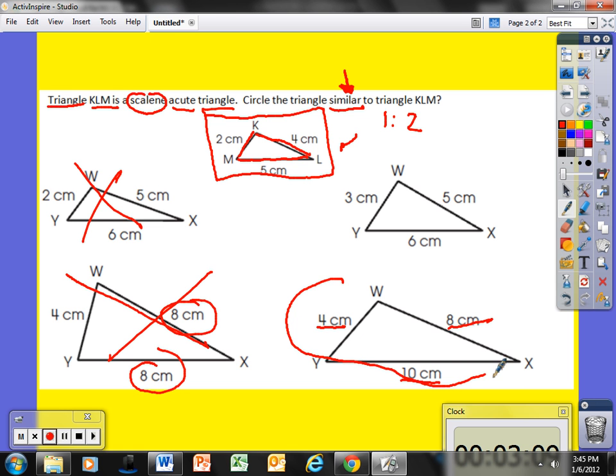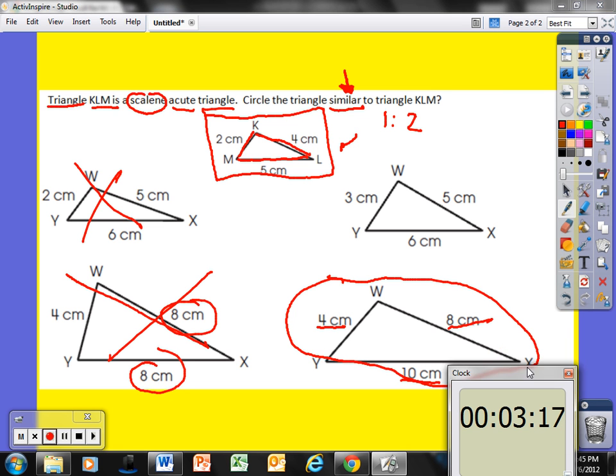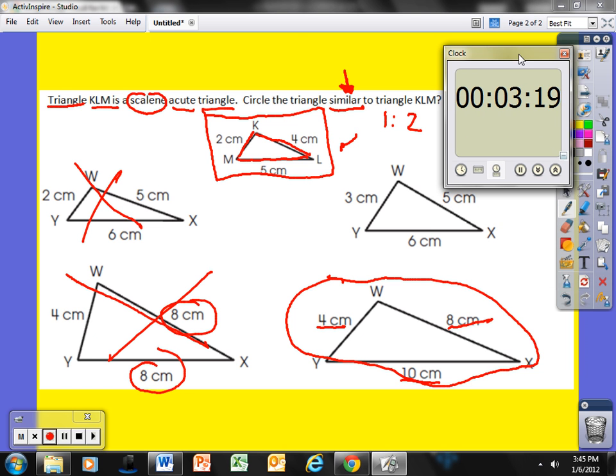Correct answer here is triangle WXY, where the sides are 4, 8, and 10. If I pull it up, that question took me over 2 minutes. The answer took me actually 3 minutes and 20 seconds. That's okay. I'm looking for the right answer, not the fastest answer. Hope this helps. Take care.